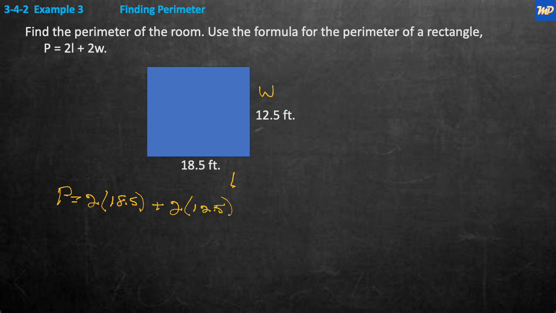And if we do this math, let's see, what do we come up with? P is equal to 18, so 18 twice is 36, and a half twice is 1, so it's 37. And then it's plus 2 times 12 and a half. 12 twice is 24, plus 1 is 25. So the perimeter around this room is 37 plus 25, 62 feet. I used a little dash for feet. I could have written feet.